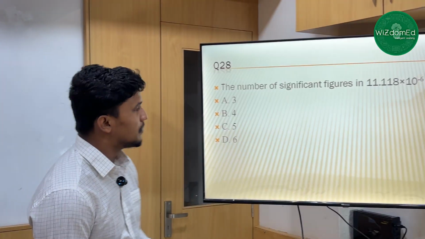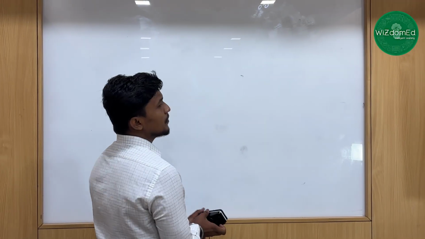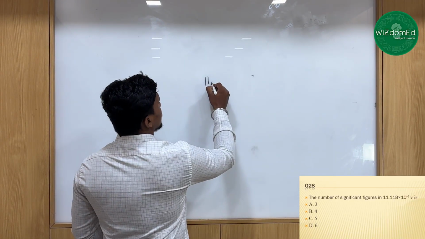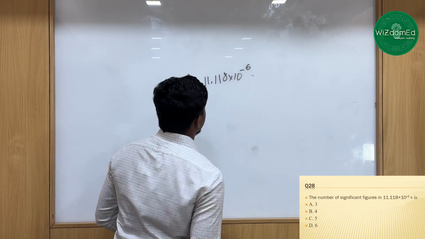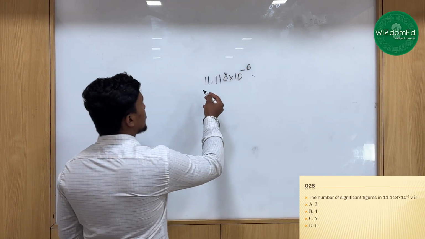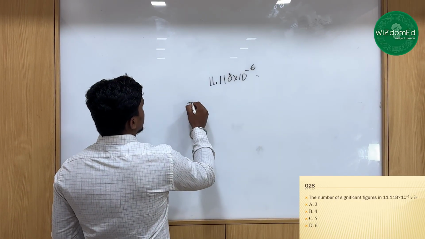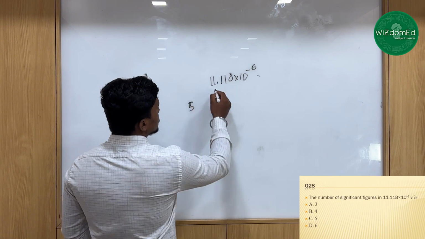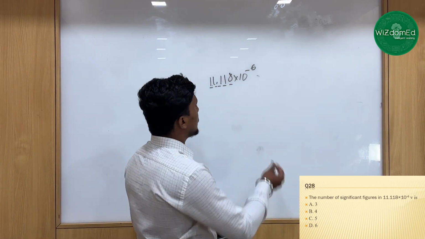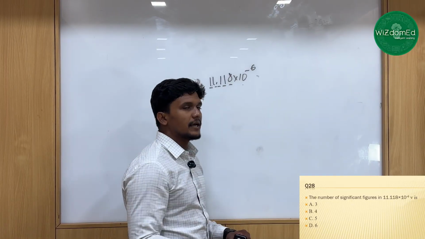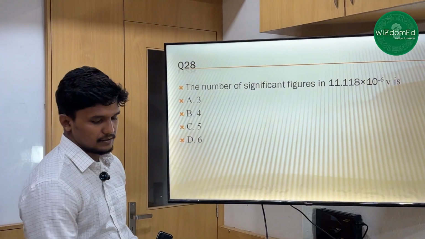Go on with the second number, 11.118 into 10 to the power of minus 6. If we count the number of significant figures here, 1, 2, 3, 4, 5. There are 5 significant figures in this number, and we are not going to consider 10 to the power of minus 6 as a significant figure. So option C is the correct answer.